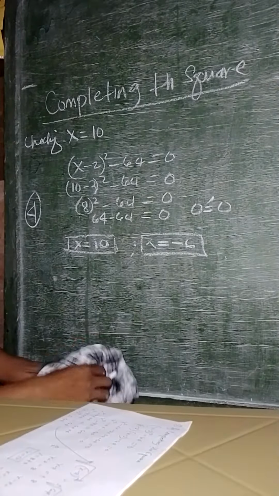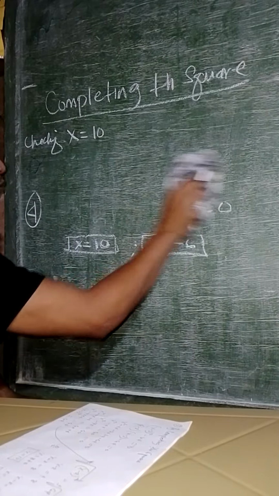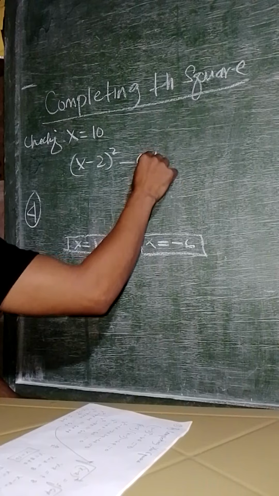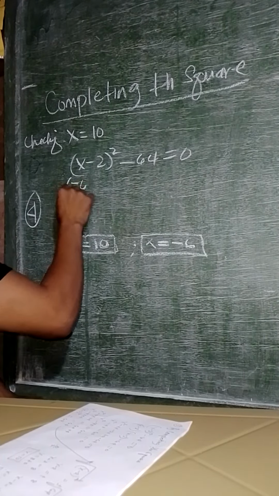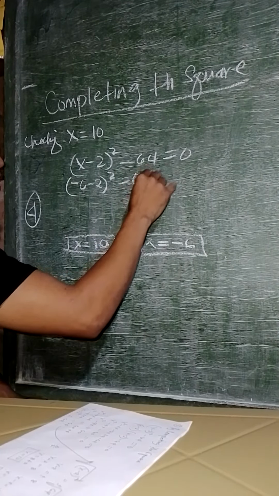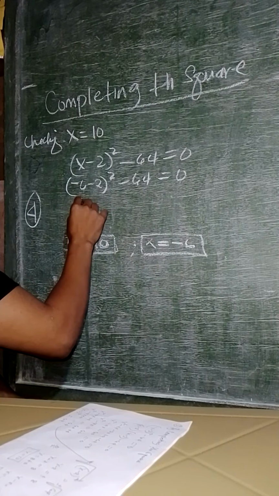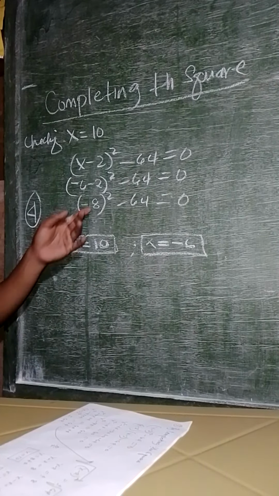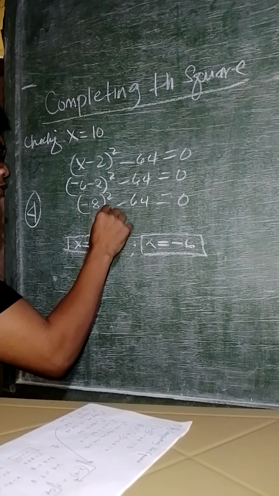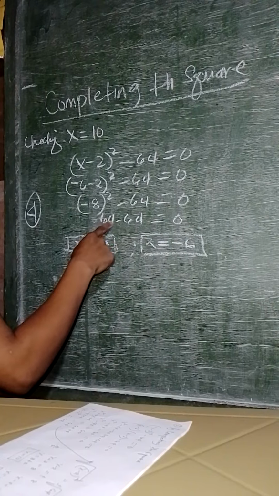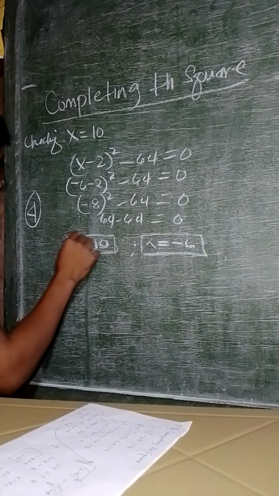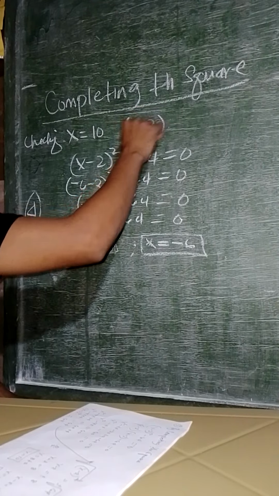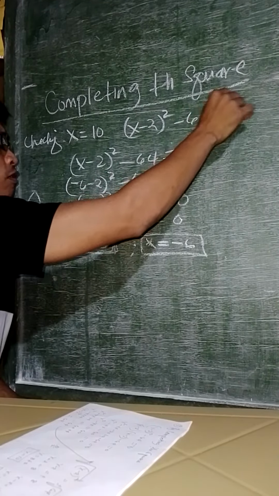Ngayon, gamitin naman natin yung x is equal to negative 6. When x is equal to negative 6, the equation is x minus 2 squared minus 64 is equal to 0. So negative 6 minus 2 is negative 8, squared, minus 64 is equal to 0. So negative 8 squared is positive 64, minus 64 is equal to 0. So 64 minus 64 is 0. 0 is equal to 0. So x is equal to 10 and x is equal to negative 6 are the values of this equation.